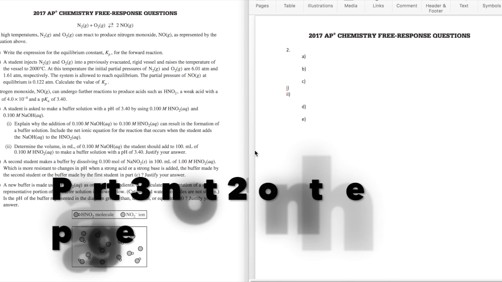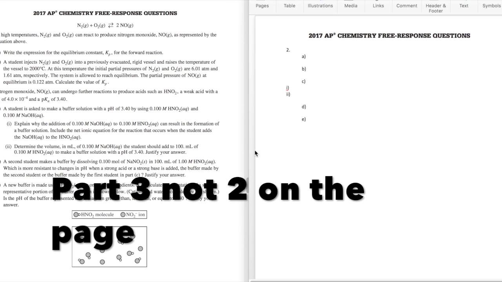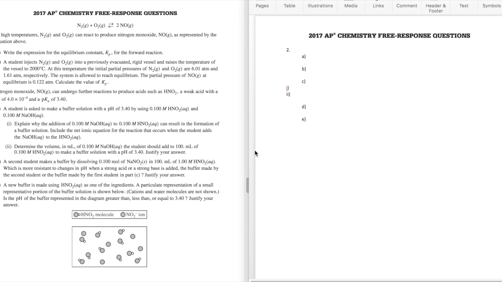For question 3 of the 2017 AP Chem free response. All right, so this is right in the middle of the exam. We're getting tired, and now we're going to do question 3. So we have this reaction to start with: N2 plus O2 equals 2NO. So this already looks like the entropy is decreasing. We can make that assumption. At high temperatures, N2 and O2 can react to produce nitrogen monoxide, NO, as represented by the equation above.